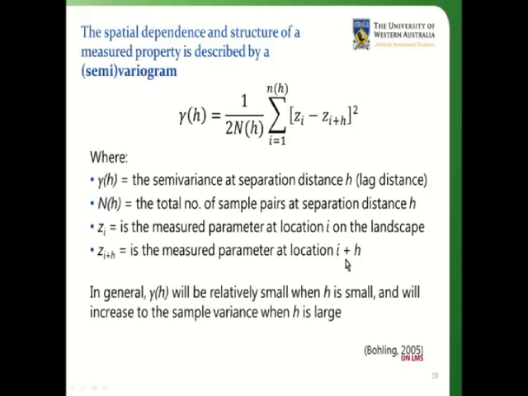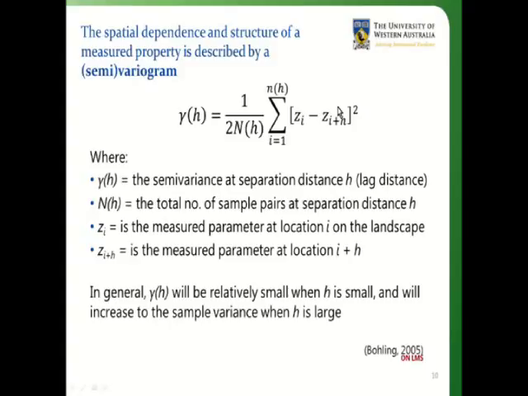All right. Now, the question of independence of samples is reasonably complex, and one of the ways that we can look at it is by calculating what we call a semivariogram. This is a very common technique in geostatistics or spatial statistics, where we look at the variance, or what we call the semivariance, as a function of distance between points.